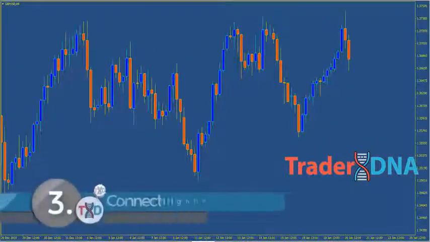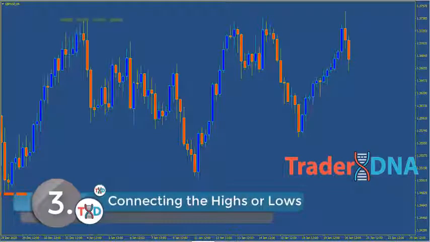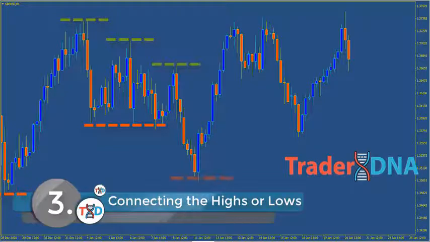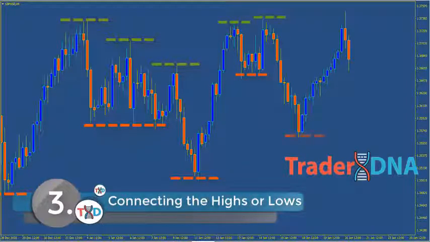Step 3. Add areas to connect the highs or lows. The last step in drawing support and resistance zones consists of linking the highs and lows you identified with horizontal rectangles. Those will become your main support and resistance zones.